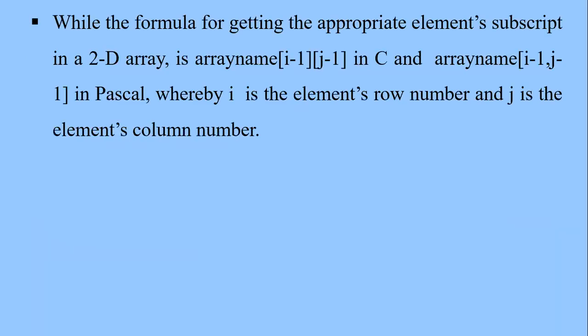The formula for getting the appropriate element subscript in a two-dimensional array is array name, I minus 1, then J minus 1 for the column in C, and array name, I minus 1, comma, J minus 1 in Pascal, whereby I is the element's row number and J is the element's column number.